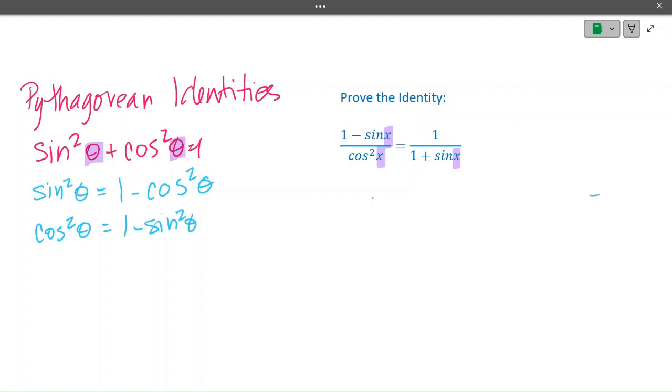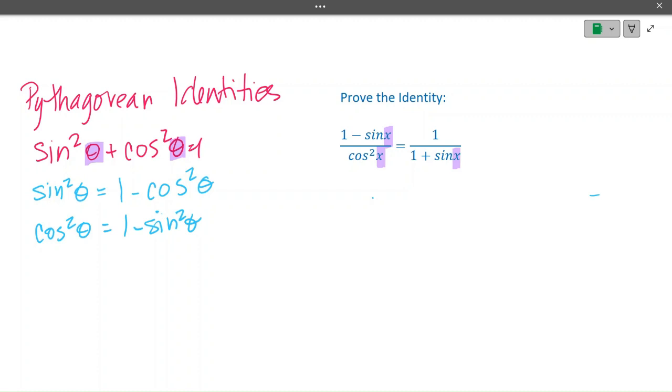So how I know to use this identity is when I see something that I'm trying to prove, an identity I'm trying to prove, or I am trying to solve an equation and I see that there's sine and cosine and one of them is squared. I'm going to try to use this identity because it gets me down to a single trig function. So let's look at our example that we are trying to prove, and I'll show you what I mean.